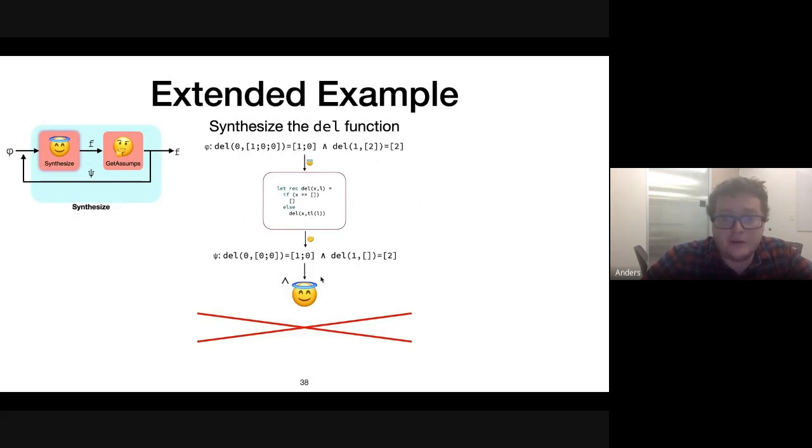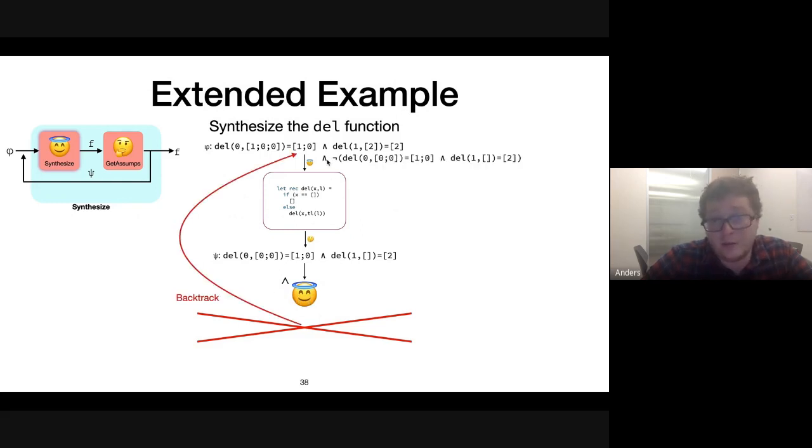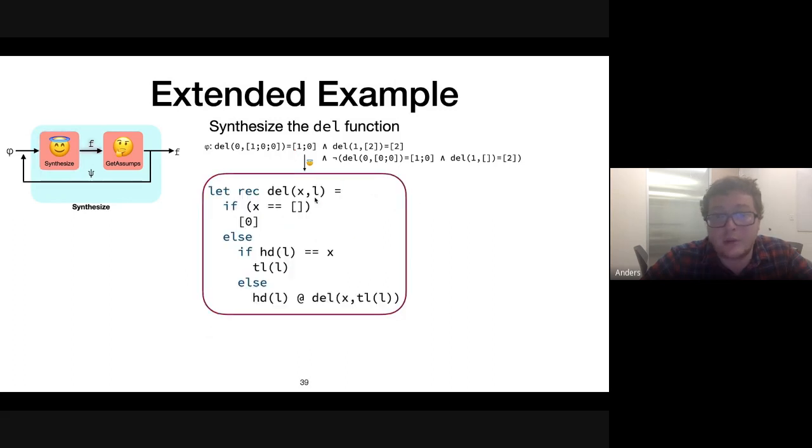We've done this whole synthesis. We've hit an issue where we need to backtrack. So we do backtrack, and as I said, we negate the omega right here. So we add in a negation of this, and that will ensure that we don't pop this same program again. So we pop a new program.